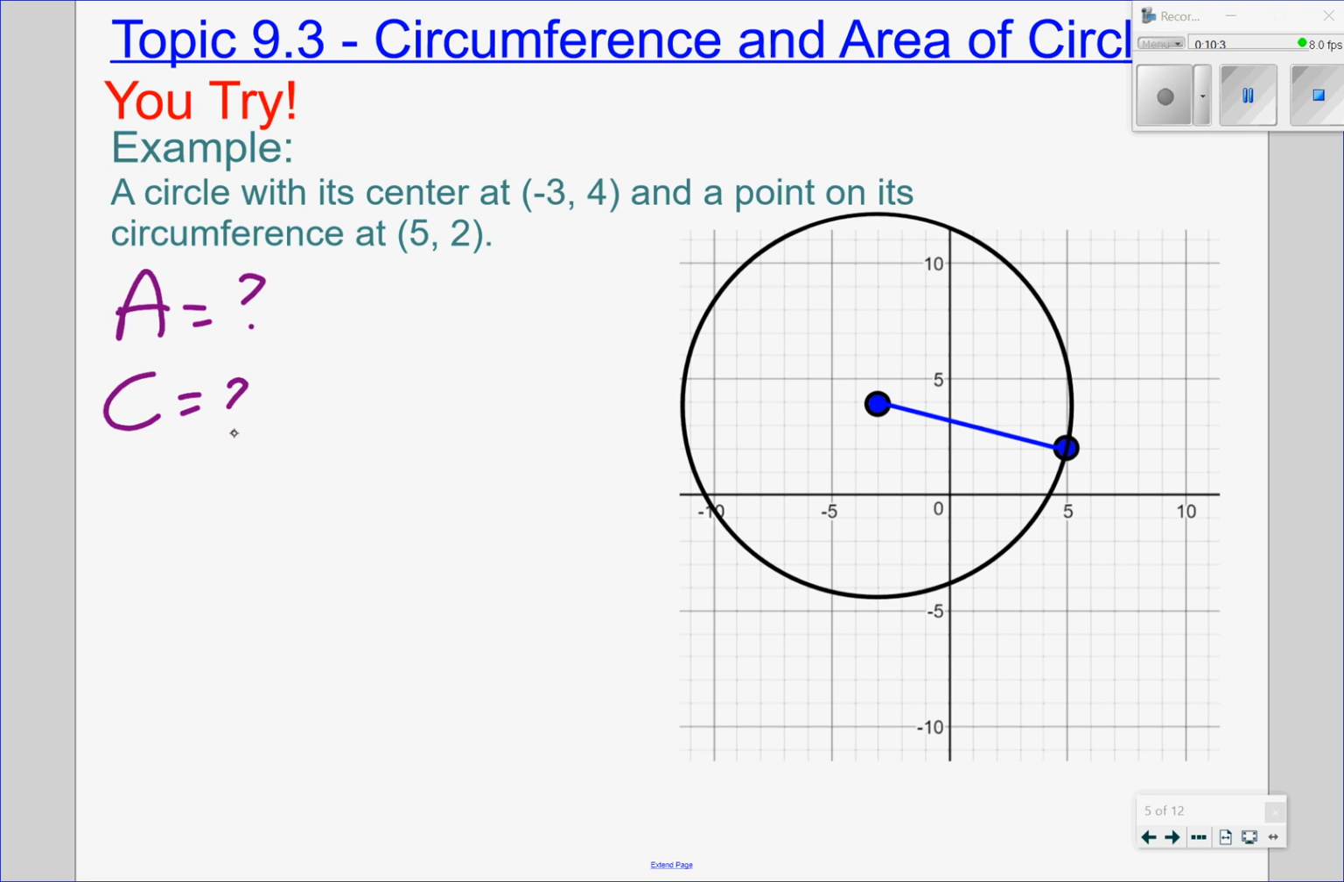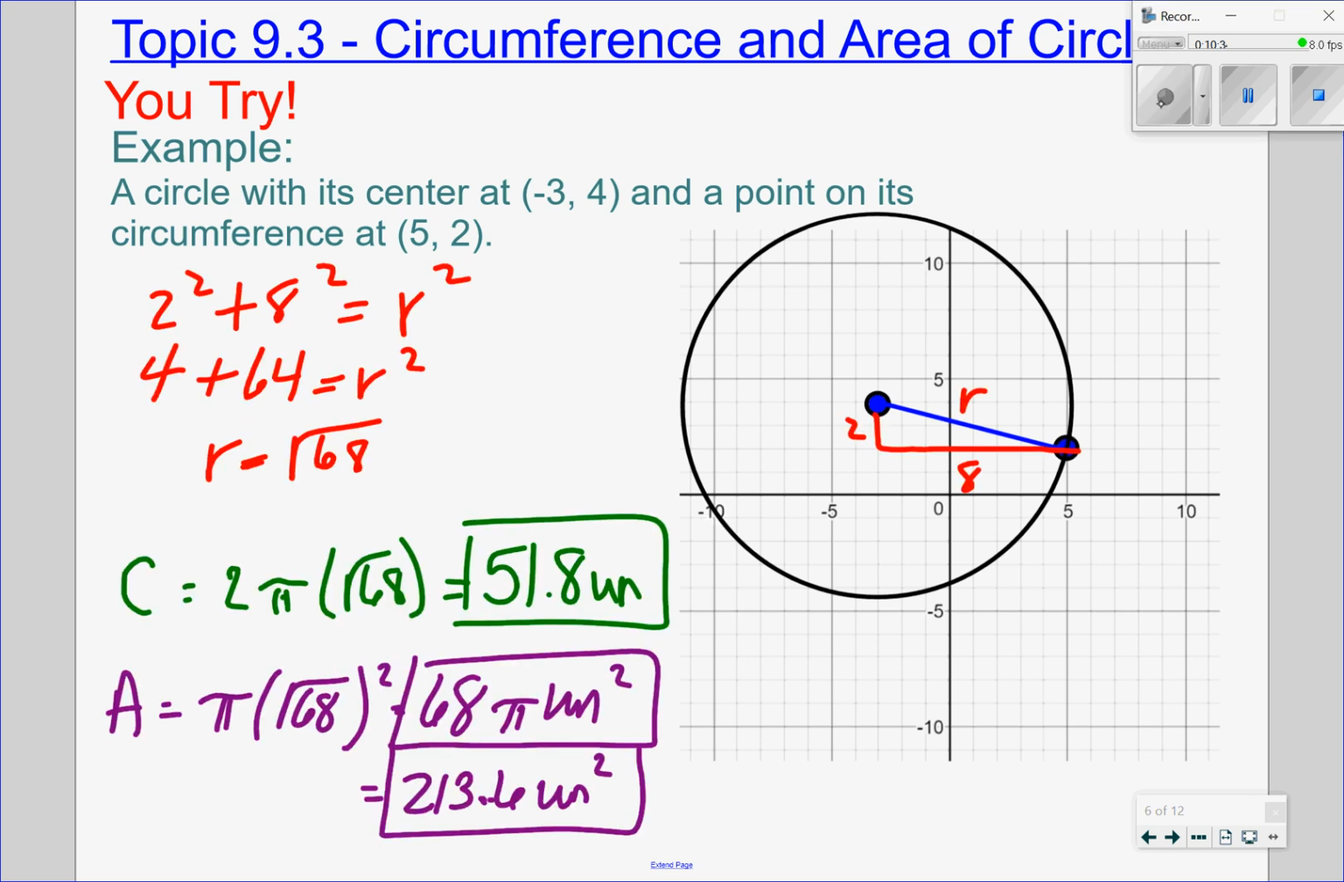Pause your video and work. Go ahead and check your answer and be sure that you have this correct. So you first start with your Pythagorean theorem to get your radius. Go ahead and substitute that value as a radical into your formulas and then round at the end. So you should have gotten 51.8 for the radius and then 213.6 for your area.